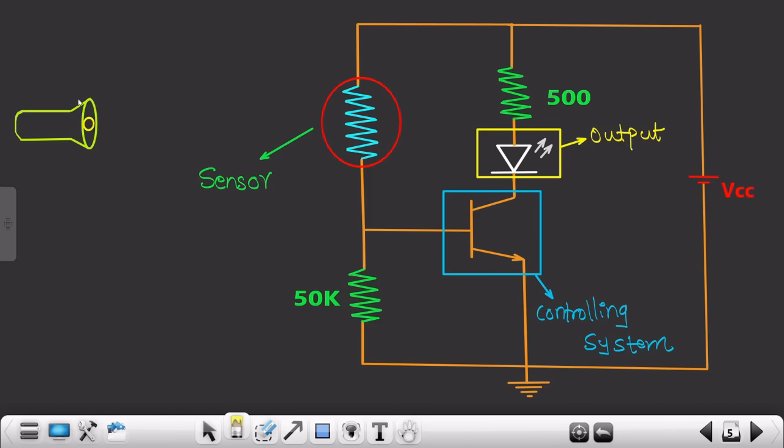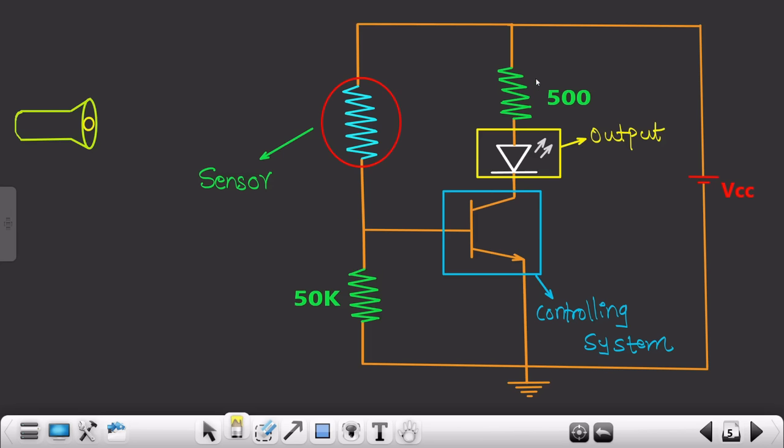So as you can see over here, this is the torch. Okay, and when we switch on the torch, obviously it is going to emit certain rays of light, which would be incident on this particular sensor, and then the resistance of this LDR sensor is going to decrease. So we will understand this part while understanding the working of this circuit. This is your BJT transistor, and I will explain this part while explaining this circuit.